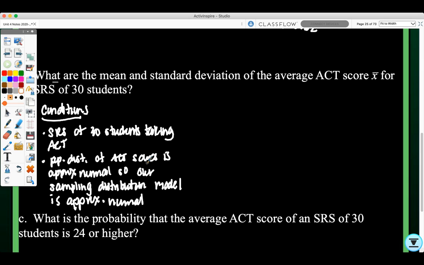And then to go ahead and find this, mu of x bar equals mu, which is 20.4. Sigma of x bar, which would be sigma over the square root of n, which would be 5.8 over the square root of 30, and that gives us 1.06.